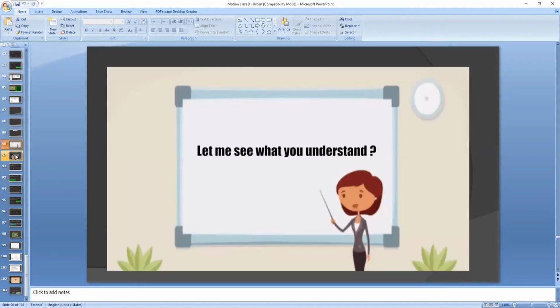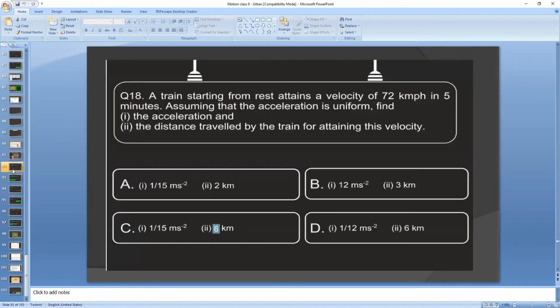Next, we'll see what we have been studying. A train starting from rest attains a velocity of 72 km per hour in 5 minutes, assuming that acceleration is uniform. Find the acceleration and the distance traveled by the train for attaining this velocity. Option A, 1/15 meters per second squared, 2 kilometers. Option B, 1/2 meters per second squared, 3 kilometers. Option C, 1/15 meters per second squared, 6 kilometers. Option D, 1/12 meters per second squared, 6 kilometers.